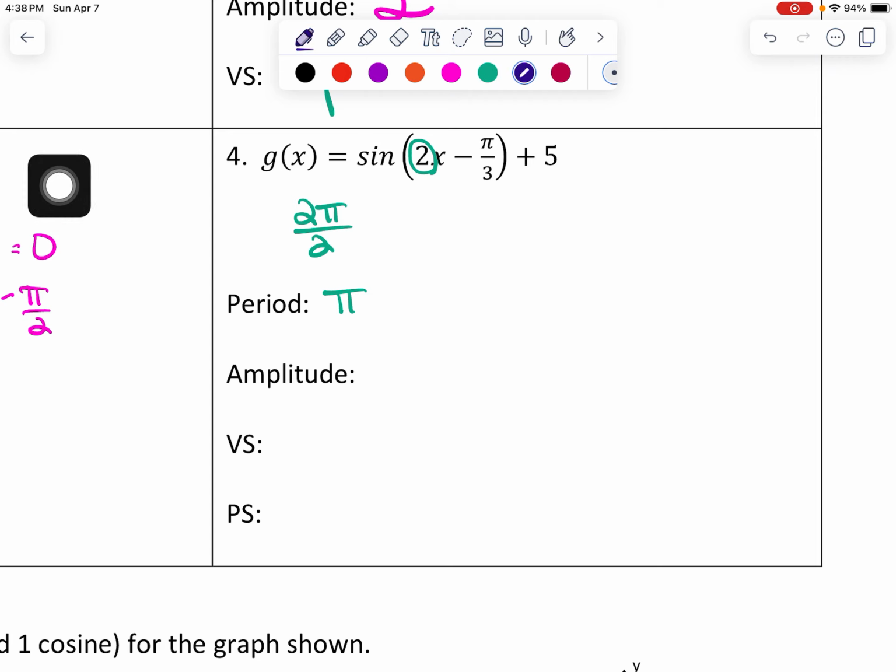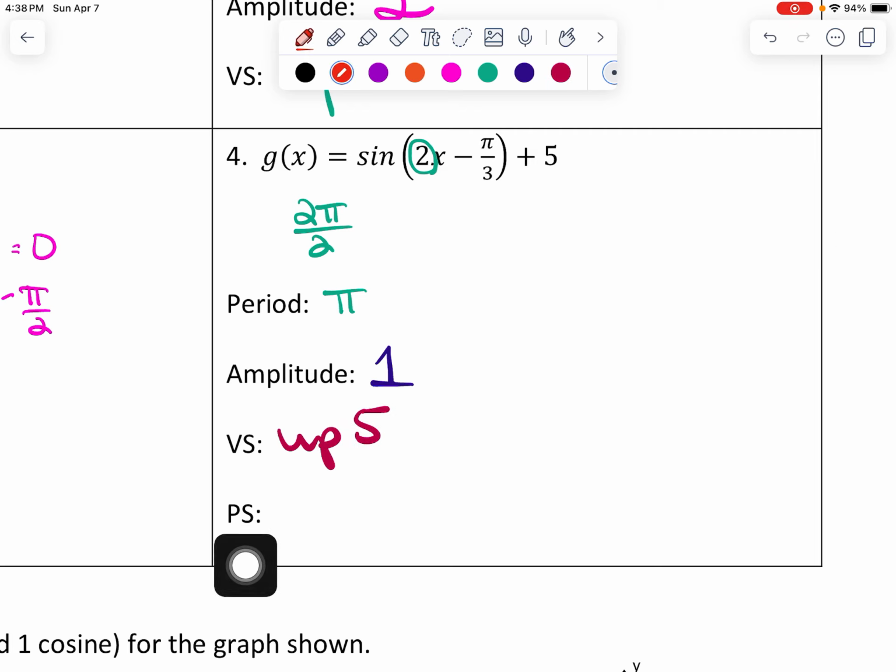Amplitude is the number that's being multiplied times sine. In this case, there is no value written there, so we assume it is a 1. Vertical shift: we've got a +5 here at the end of the function, so it's going to be a vertical shift up 5 units. And then phase shift.